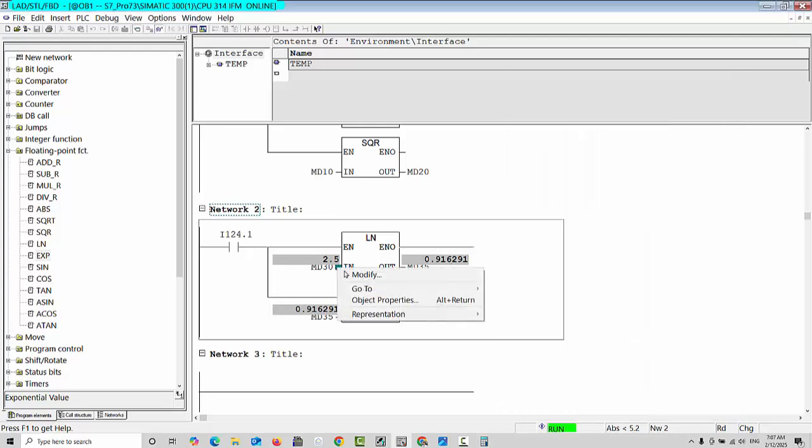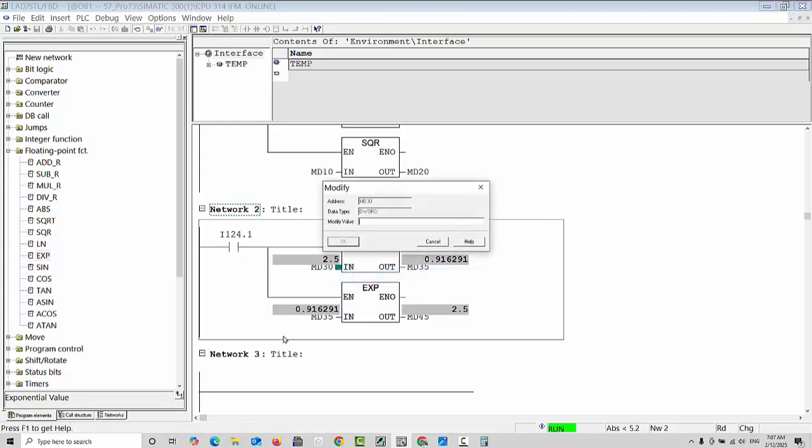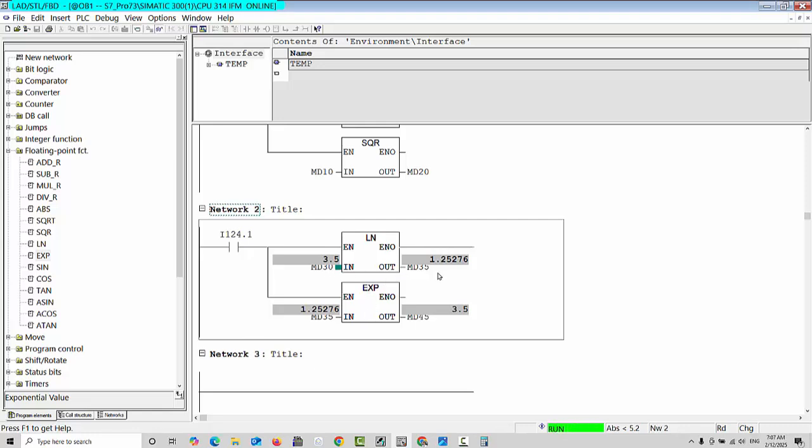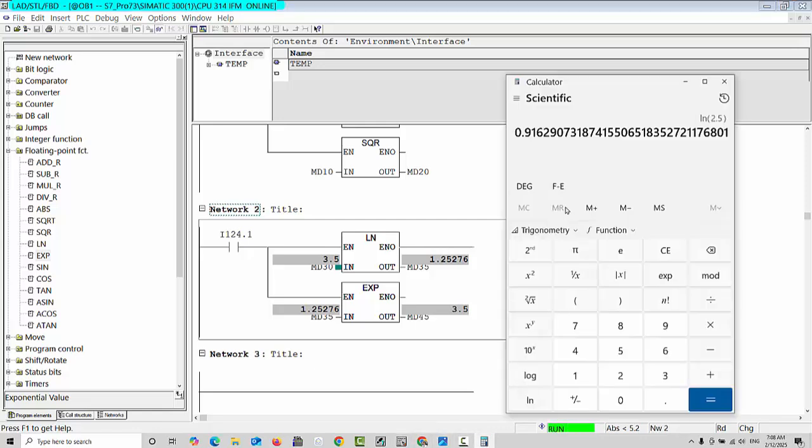One more value we will check: the logarithm of 3.5, how much? You can see 1.25276. Again we will verify this: the log of 3.5 is 1.2527, the same value. And when we write this value in the exponential command, you can see the result is the same answer, 3.5.